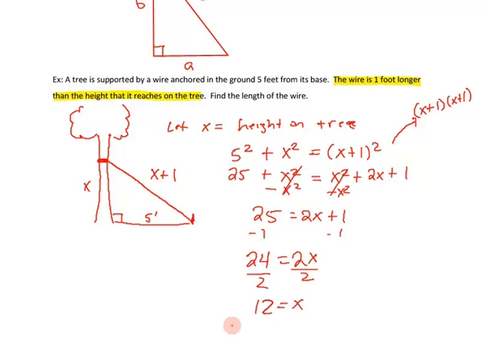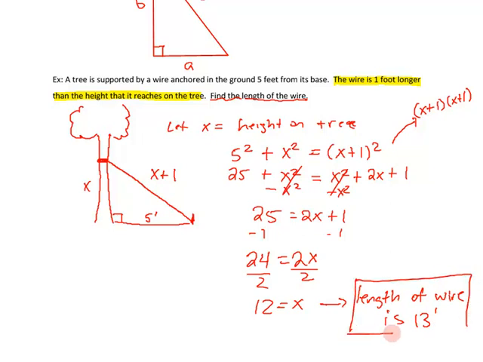Now, is that my final answer? Well, the question was to find the length of the wire. Well, what is x? X was the height on the tree. So how do you find the length of the wire? Well, you remember, or you use the information in the problem, length of wire is 1 foot longer than the height on the tree, so it's 13 feet is the final answer.